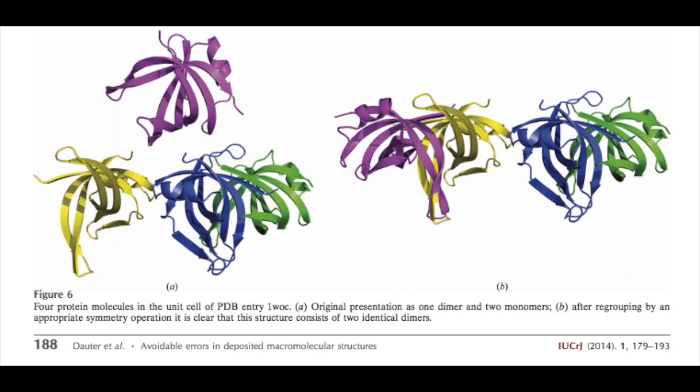It is not just electron density that can result in errors. Here we see a structure consisting of one dimer and two monomers. However, if this were regrouped, it could be presented as two identical dimers next to each other. This would make much more sense biologically.